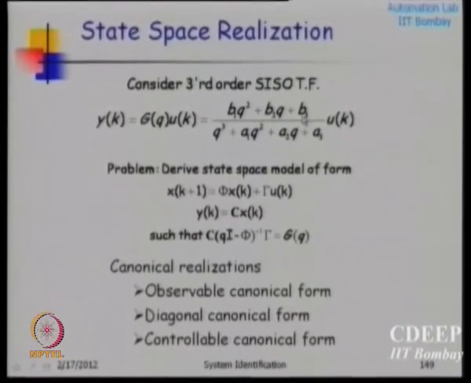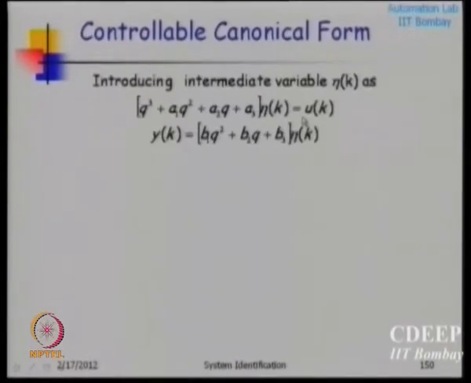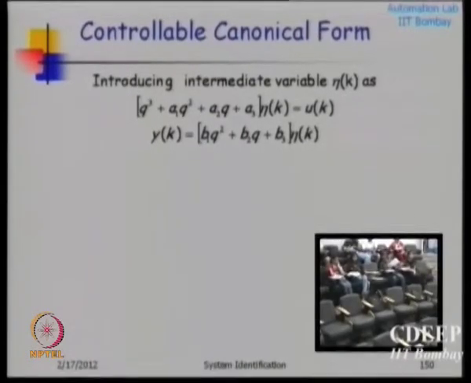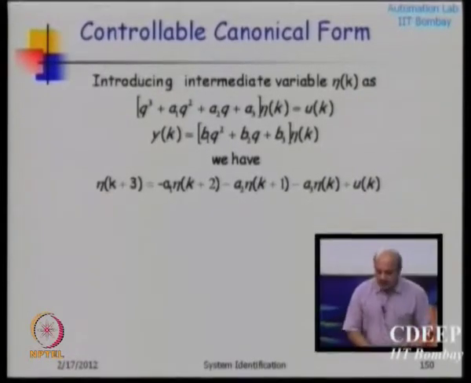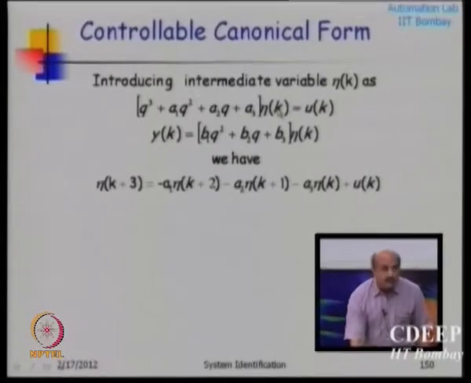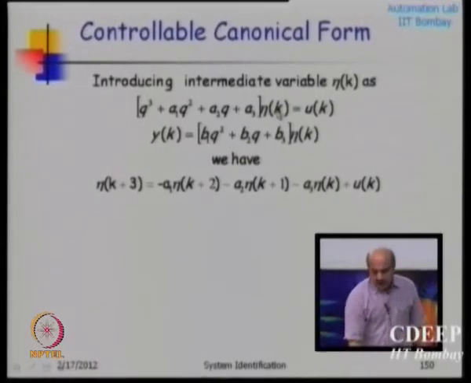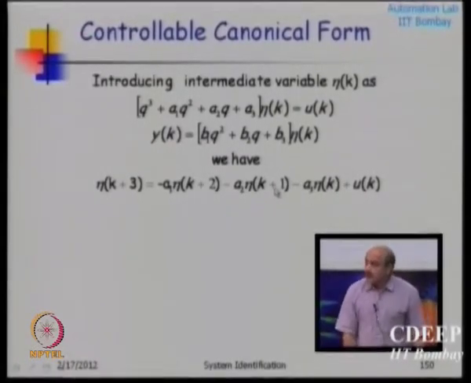I have rewritten this equation by introducing an intermediate variable, which is this eta k. Same equation. So I am saying that this operator operating on eta k is the effect of uk entering the system, and yk is the same transfer function, just a trick, introducing one more term in between. Now this first equation is equivalent to this difference equation.